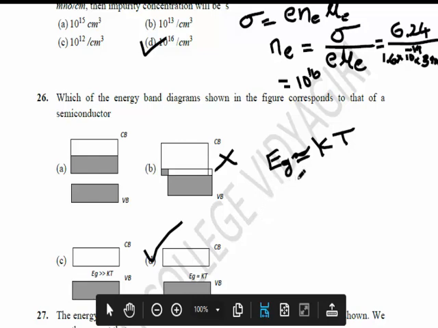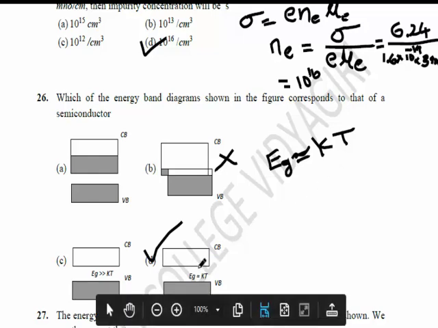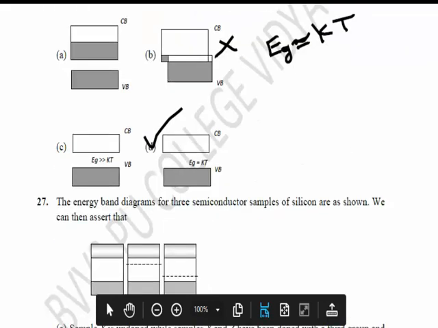Okay, so remember, for semiconductors, Eg, the forbidden energy gap, is nearly equal to Kt. So which is the correct option? D. Okay, next we move for the next question. 27th question.